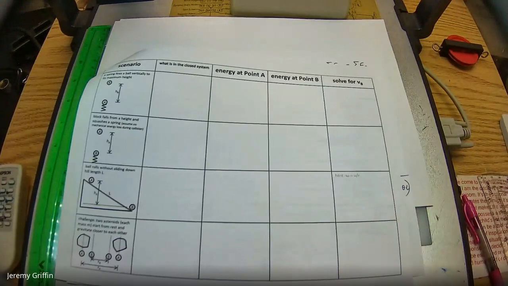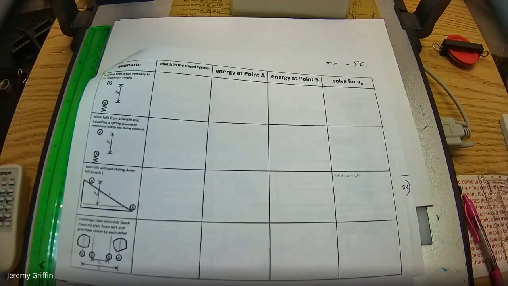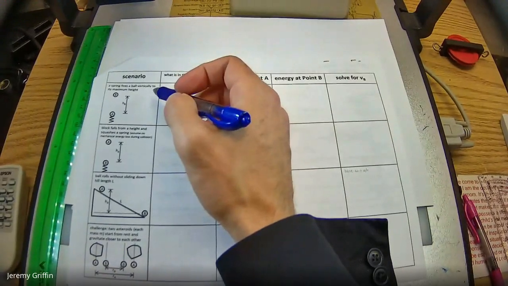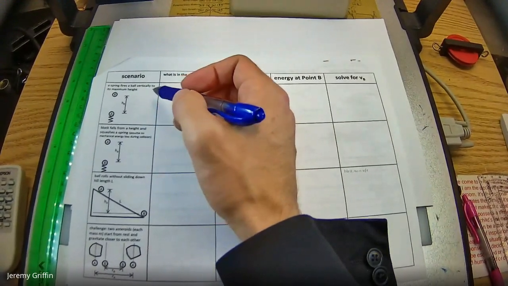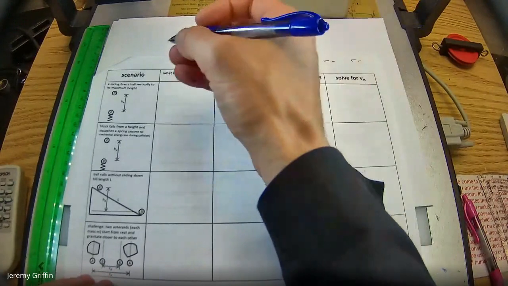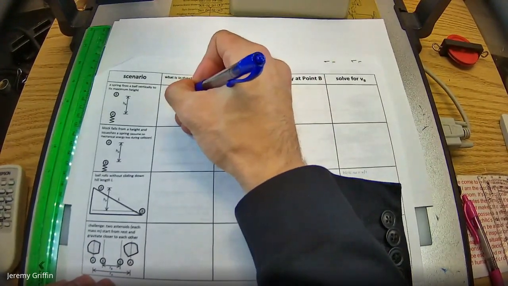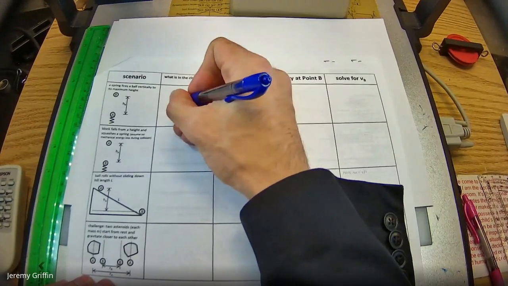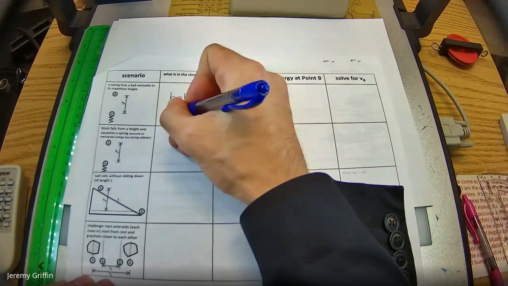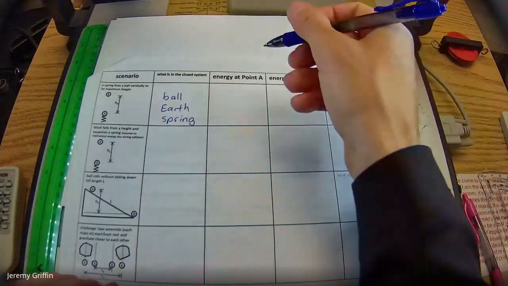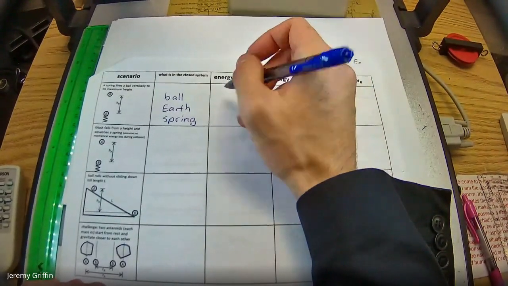We're going to do 2 more scenarios because I want to get across a few more things today. So a spring fires a ball vertically to its maximum height. What's in the closed system? What do you guys think? The ball, the earth, and the spring. Ooh, good call. You guys got them all. Nailed them.